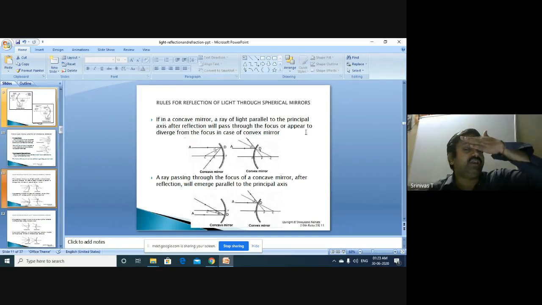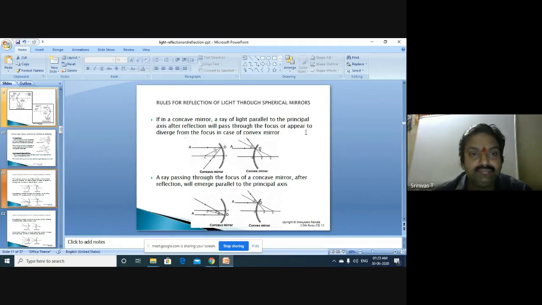So this is how there is reflection of light through spherical mirrors. There are some rules that we have to look at to understand reflection of light through spherical mirrors. Now, what are the rules for reflection of light through spherical mirrors? As we just described a concave and a convex mirror, first, if you look at a concave mirror, what are the basic rules, based on which we can analyze a concave mirror?